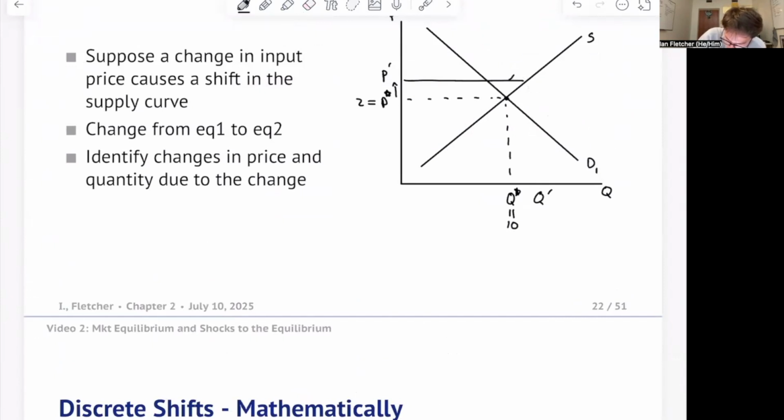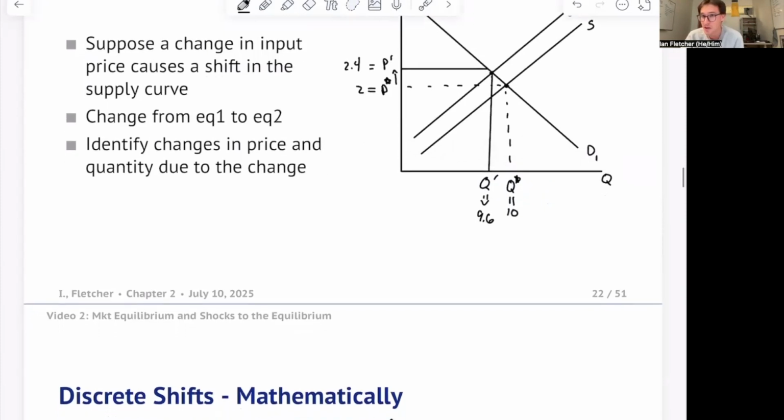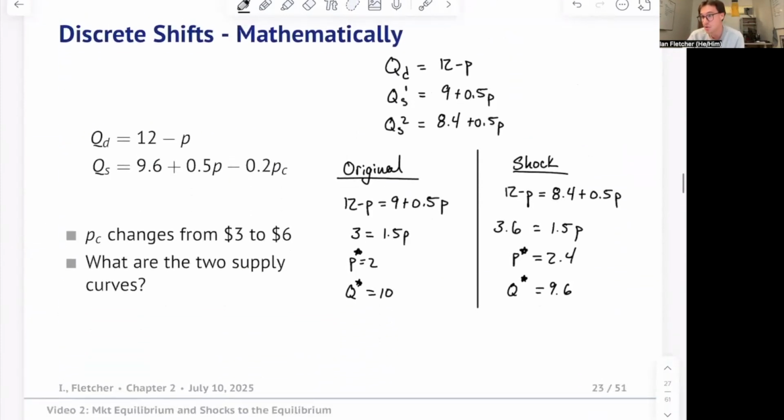So if we changed this to a supply shift, so our supply increases, right? Then our demand can shift down to this 9.6, and our price is still allowed to increase to this 2.4, right? And so if we had the math behind these graphs, we would be able to note exactly what these changes were based on the graph, but the math will give the same result regardless.